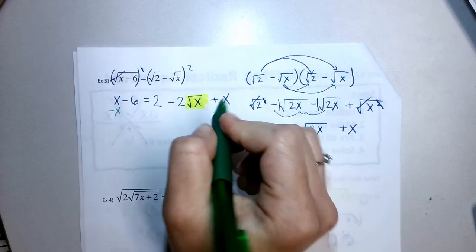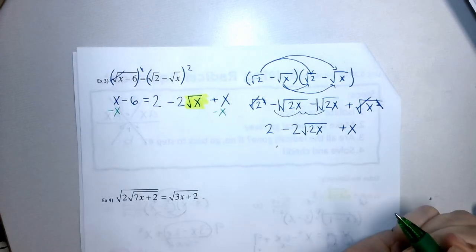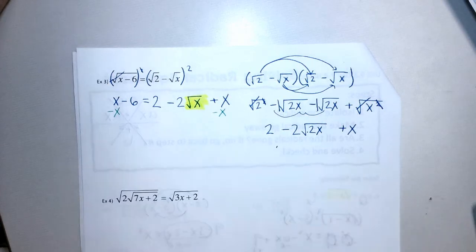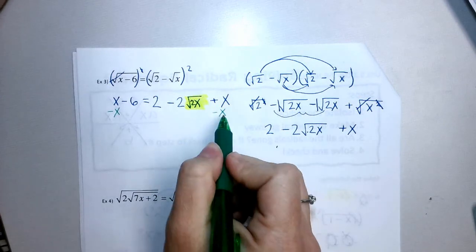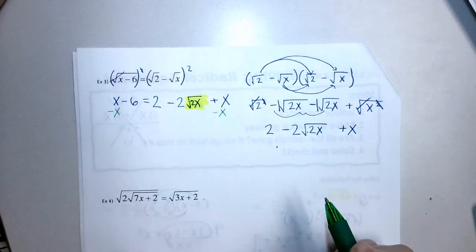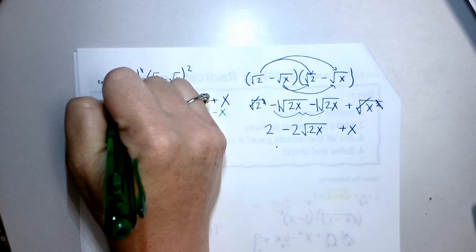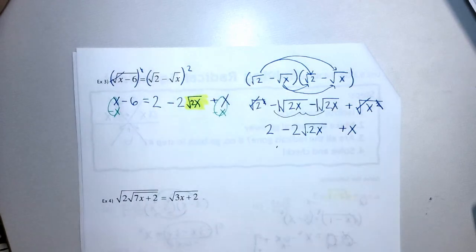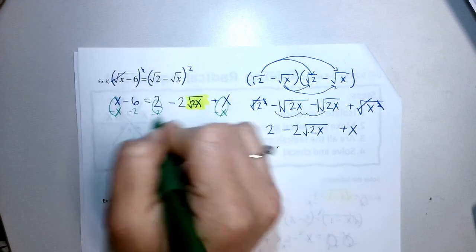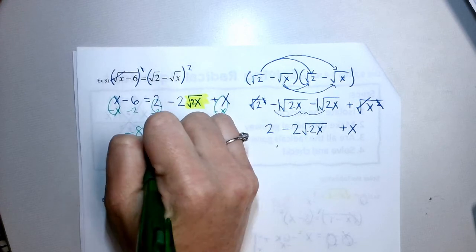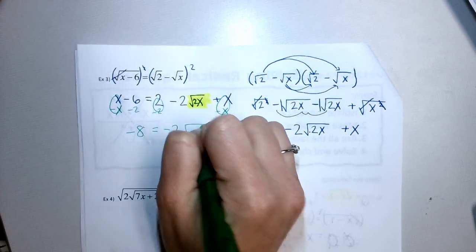What happens to both of those? Wait, isn't there a 2x in the house? Not in the house. Oh, yes, in the house, yes. Thank you. Okay. What happens to both of those x's? They both cancel. So what else do I need to move? Subtract 2. This 2, so I'm going to subtract 2 from both sides. And I get negative 8 equals negative 2 root 2x.